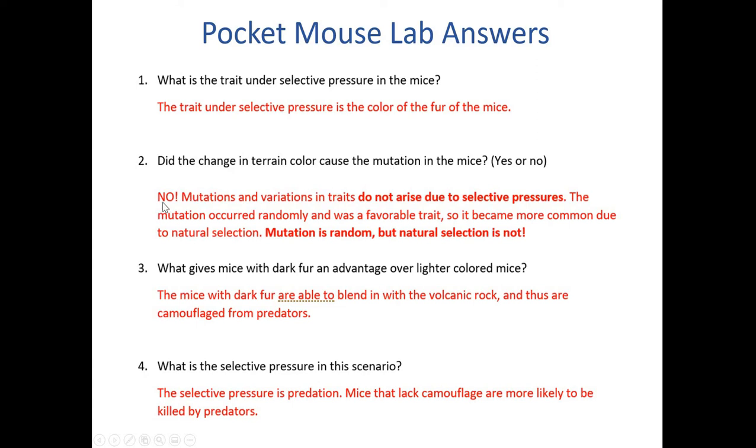The answer to this is, of course, no. Mutations and variations in traits do not arise due to selective pressure. This is one of the most important concepts that we're going to cover in this whole unit. Mutation does not arise due to selective pressure. Remember, that's Lamarck's theory, and it's been basically proven wrong. The mutation occurs randomly, and because it's a favorable trait, it became more common due to natural selection. So mutation is a random event, but natural selection is not.